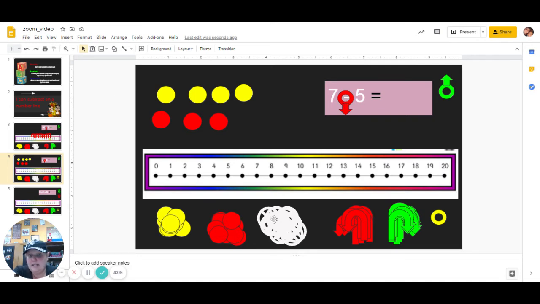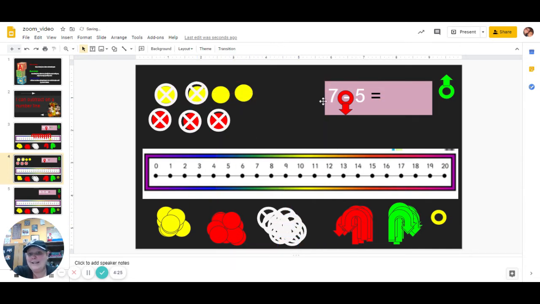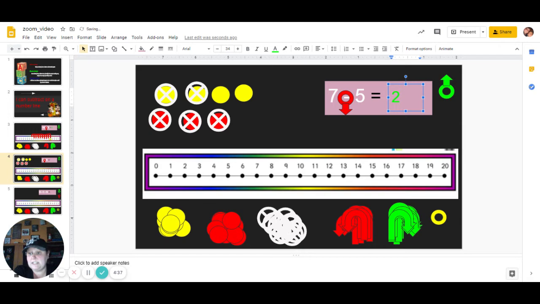So right here are my yellow X's or my white X's. I'm going to go 1, 2, 3, 4, and 5. So I had 7. I've subtracted and taken away 5 of them, which leaves 2 remaining. So 7 minus 5 is the same as 2, my friends.